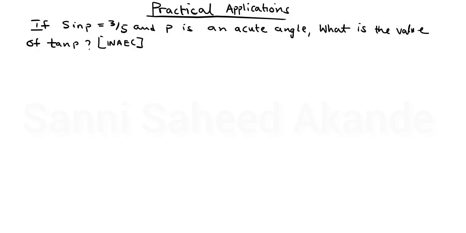Today we want to look at practical applications under trigonometry that we have been looking at. And the first question we are going to be taking says, if sine p is equal to 3 over 5 and p is an acute angle, what is the value of tan p? This is also a WAEC question. Now let's solve this together.